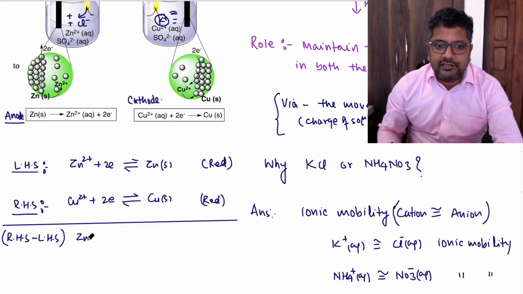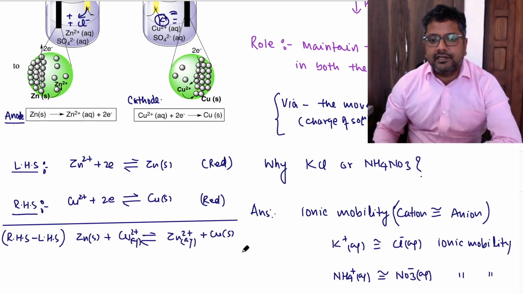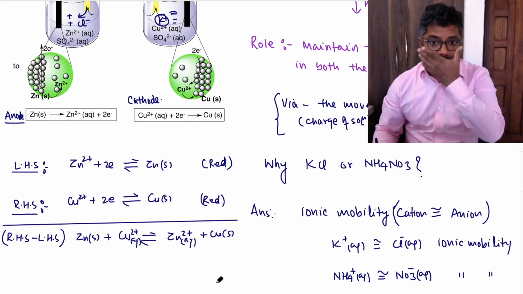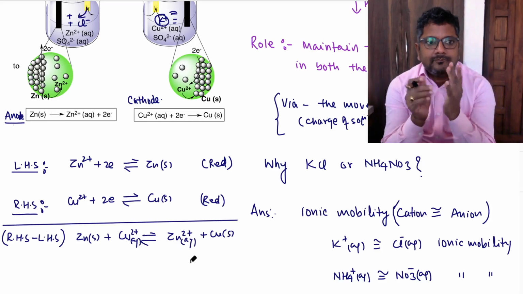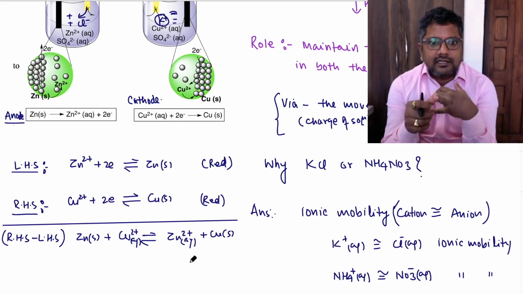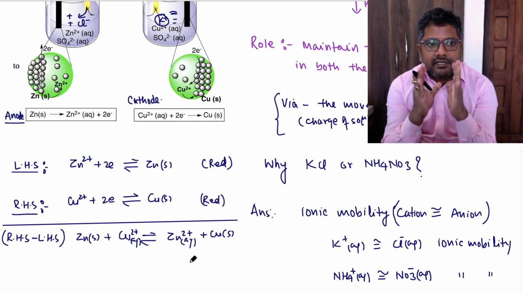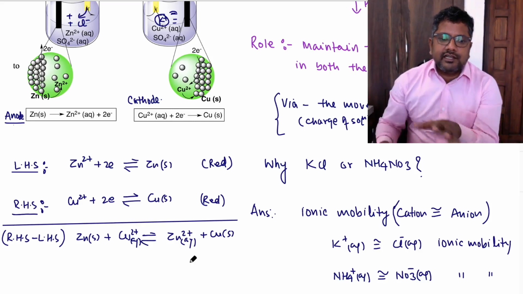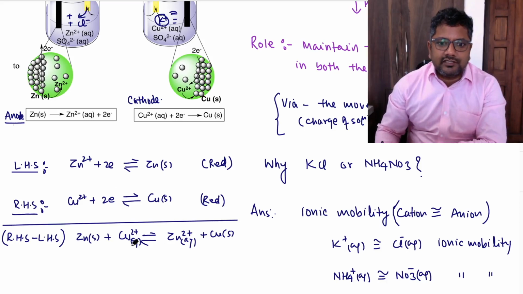So you will get zinc solid plus copper 2 plus will give you Zn2 plus and copper solid. So you are getting the same thing, but the method of writing is standard. So what you have to do: write the reduction equation for LHS, write the reduction equation for RHS, subtract LHS from RHS, and get the complete cell reaction without electrons. See, electrons were cancelled out.